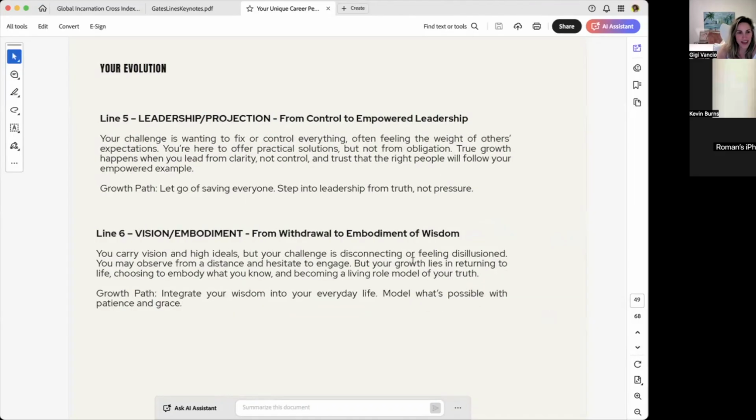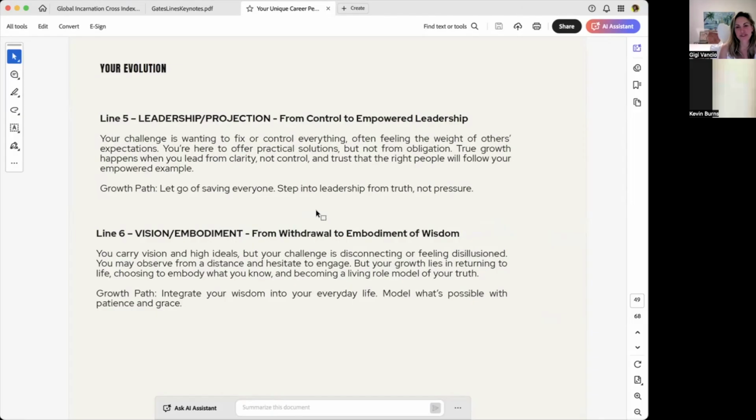All right. And then moving on to line 5. So for you, Kevin, and for myself, our evolution is leadership and projection, from control to empowered leadership. So our challenge is wanting to fix or control everything. That sounds accurate. Yeah.